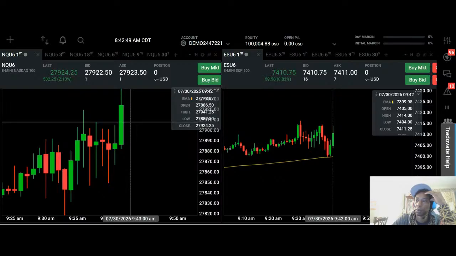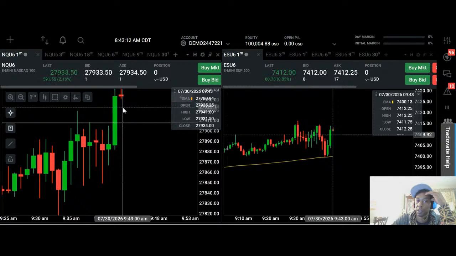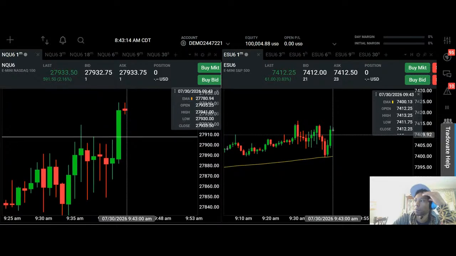Take how it comes to the 942 candle. Not moving the stop loss, so they're gonna have to kick me out. That's a 943 candle. I'm out.